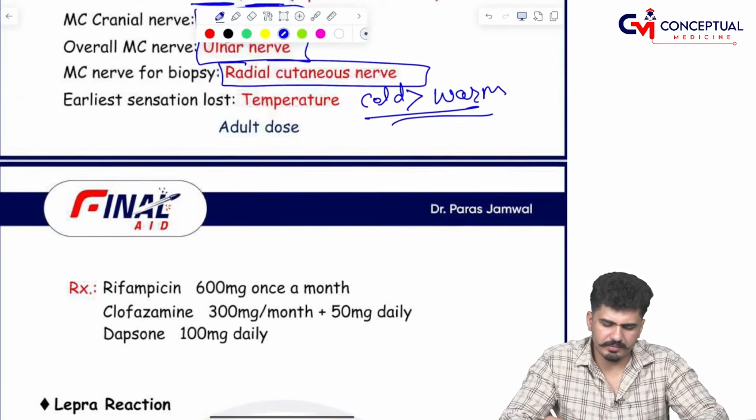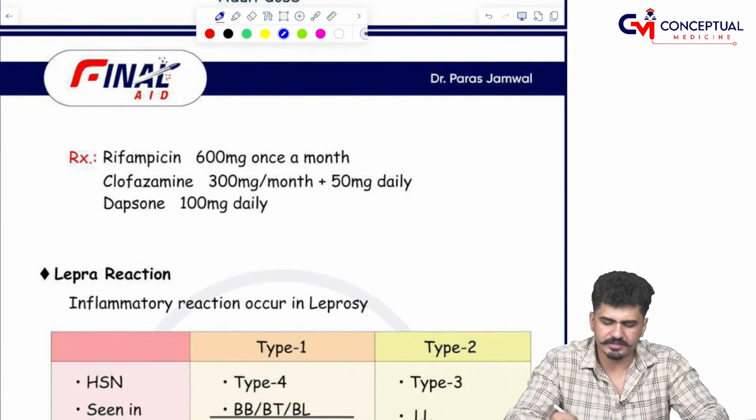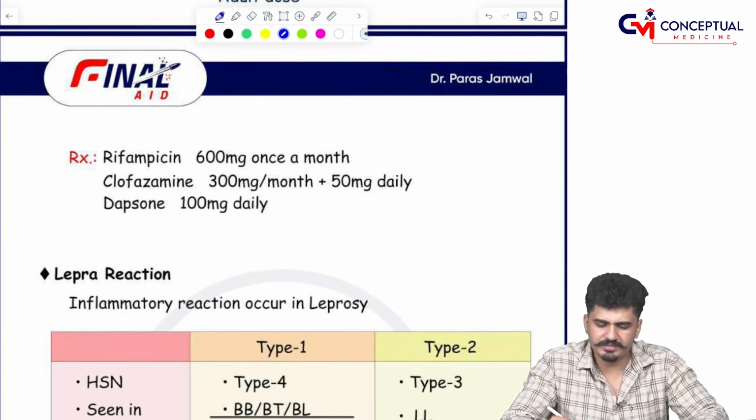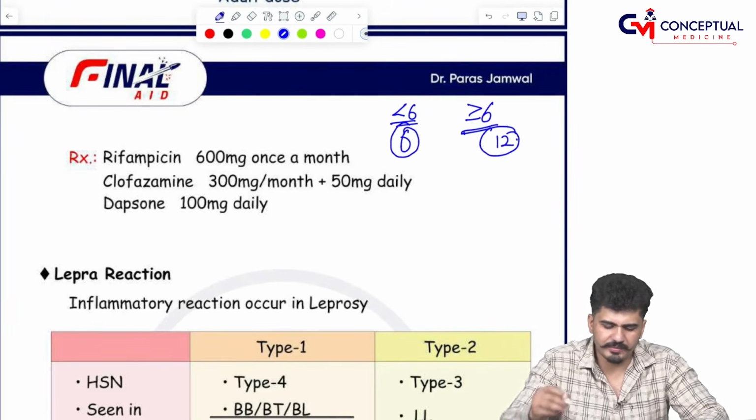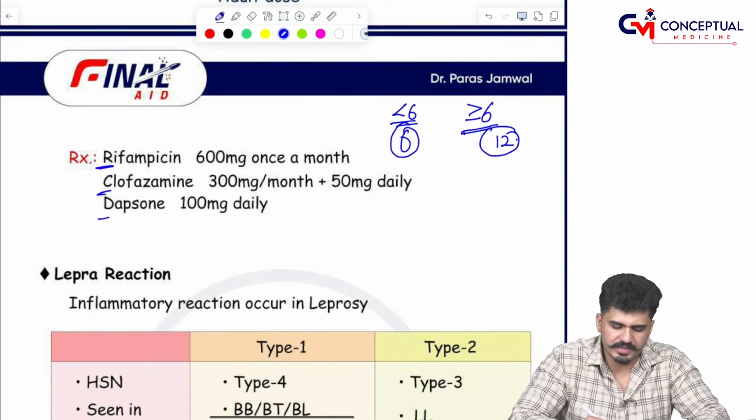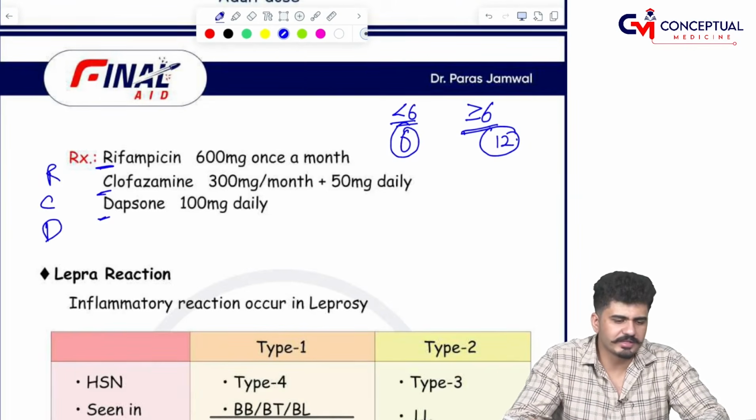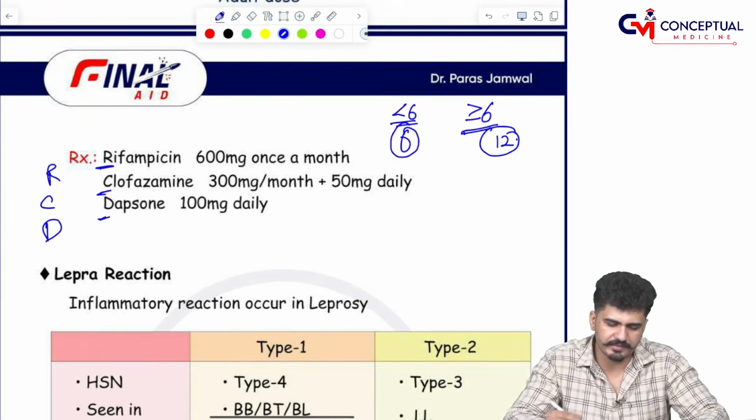Now coming to multibacillary versus paucibacillary. Paucibacillary has fewer than 6 lesions, and multibacillary has 6 or more lesions. For multibacillary, treatment goes for 12 months, and for paucibacillary, treatment goes for 6 months. The treatment we give in a leprosy patient is RCD, that is rifampicin, clofazimine and dapsone. The adult dose has been asked in the exam multiple times, my dear friends.